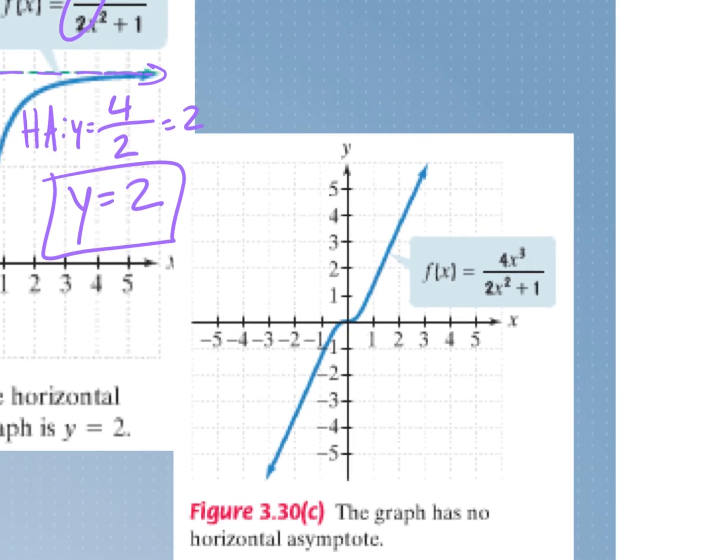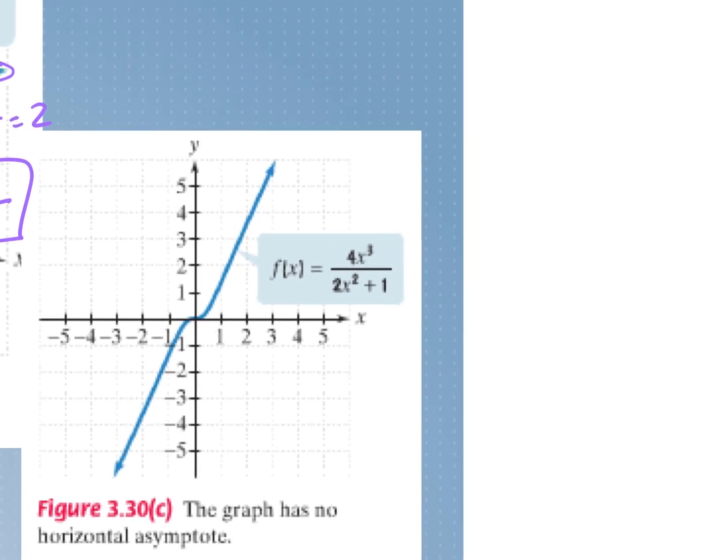All right, for the last one, what's the degree of our highest term in our numerator? 3. And our denominator? 2. So 3 would be greater than 2. So what happens when your numerator is greater than? We have no horizontal asymptotes.